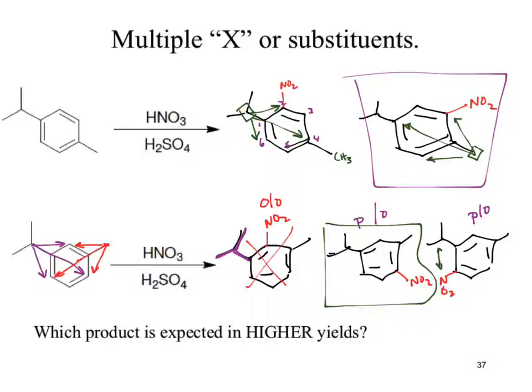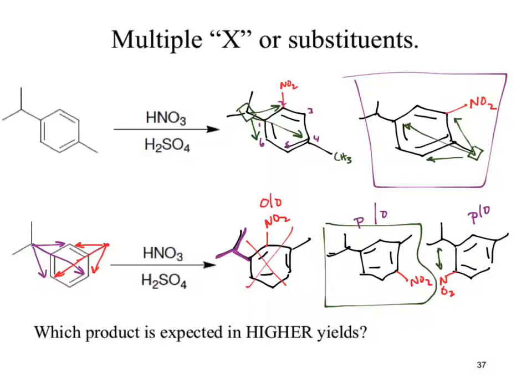The nitro group is in the para position from the isopropyl, so we have the most electron dense regions opposite each other. So this is one argument. Okay, we could make another steric argument. I would argue there's another one.